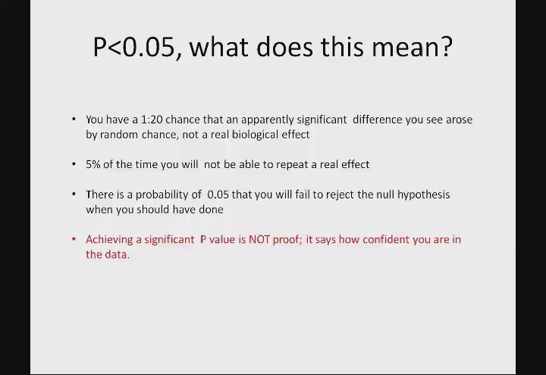You will see from these definitions that actually achieving a significant p-value is not proof. It just says how confident you are in the data, and the more stringent, the bigger the probability, then the more confident you are in the data. And you control the p-value. You set the p-value that you consider to be significant. And the lowest p-value that we use in biology is the 1 in 20, or p is less than 0.05. Anything above that is generally considered not statistically significant.